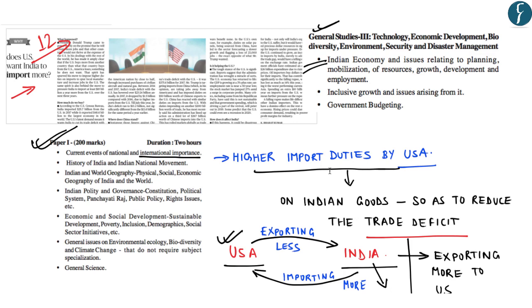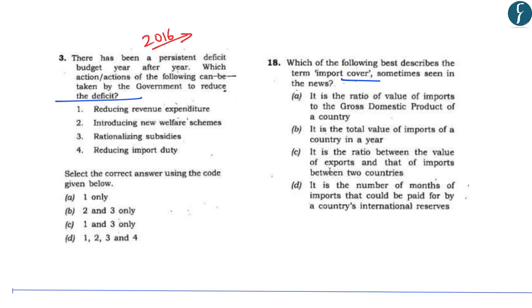Now let's go through two questions asked in the year 2016 prelims examination. The question was, there has been a persistent deficit budget year after year. Which action or actions of the following can be taken by the government to reduce the deficit? The options were: reducing revenue expenditure. Yes. Second, introducing new welfare schemes. No, introducing welfare schemes will further add to the government budget. Third, rationalizing subsidies. Yes. Reducing import duty. No, import duty will not have any impact on the deficit of the budget. So the correct answer here is C, that is 1 and 3 only.